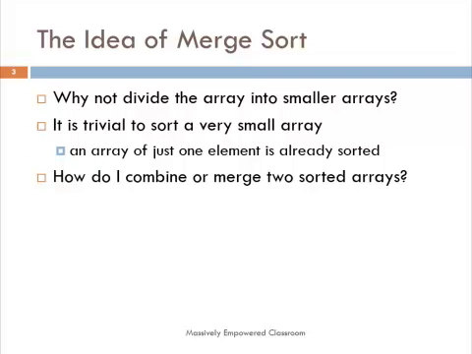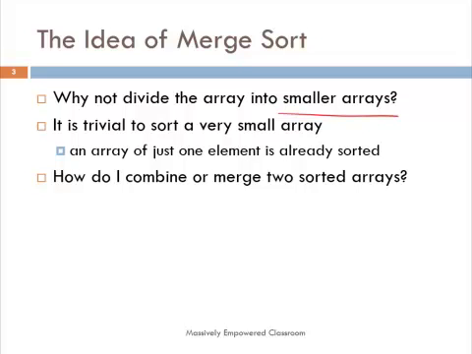The idea of merge sort is rather simple. We apply the divide and conquer idea literally to the sorting problem. So what do we do in divide and conquer? We divide larger problems into smaller problems. So if I am given an array to sort, can I divide it into smaller arrays, sort the smaller arrays, and then combine the solutions? So why not divide the array into smaller arrays? Till when should I do that?